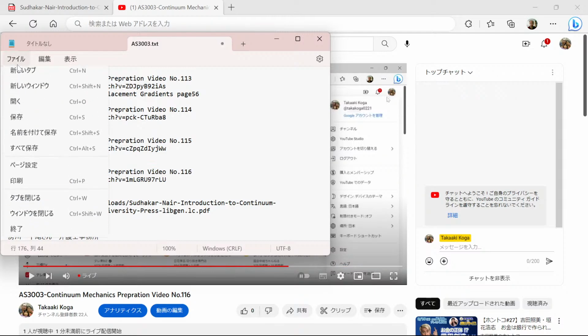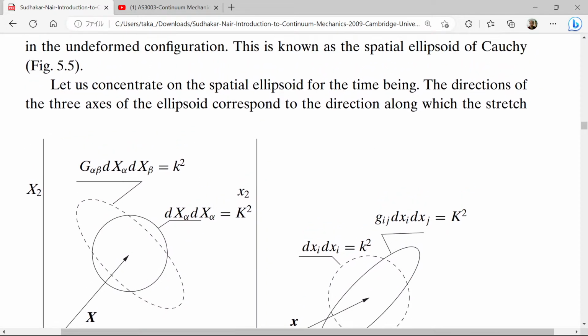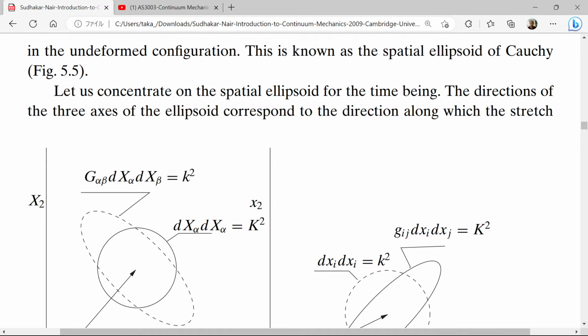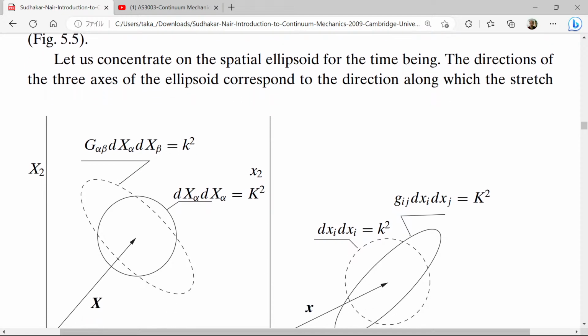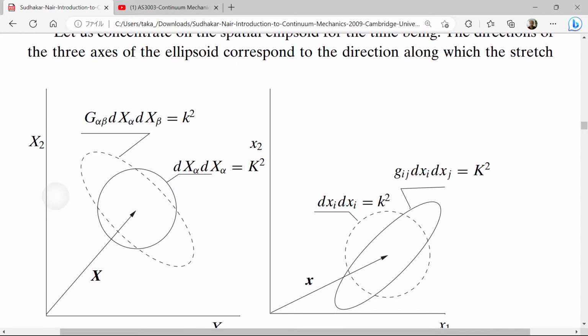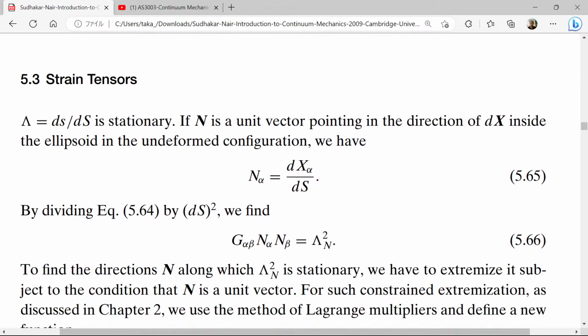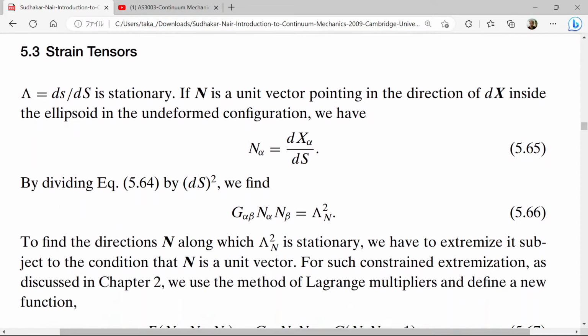Okay, so let me start from page 61. Here, this is actually the end of page 60. Let us concentrate on the spatial ellipsoid for the time being. For the time being, the directions of the three axes of the ellipsoid correspond to the directions along which the stretch, delta lambda, ds over ds, is stationary. This is interesting. Stretch is stationary.